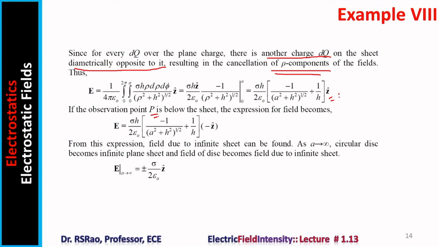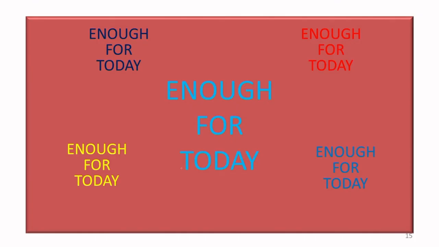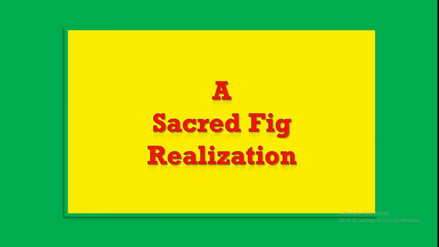If the observation point P is below the sheet, the expression for the field is the same, the magnitude is the same but the direction is opposite. From this expression, one can obtain the field due to an infinite sheet also. An infinite sheet is this finite radius sheet when its radius tends to infinity. When a tends to infinity, this E becomes plus or minus sigma by 2 epsilon z cap. These are some of the problems I want to discuss for right now.